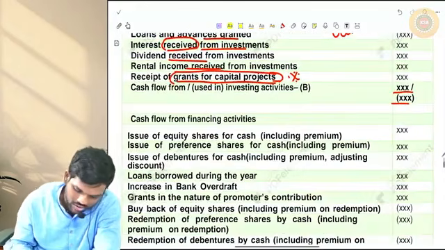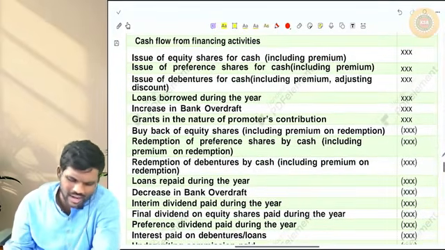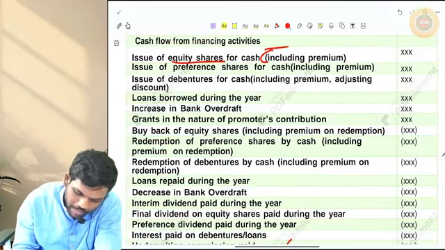Now our last thing, cash flow from financing activities. In financing activities, whatever equity shares you have issued, including premium.